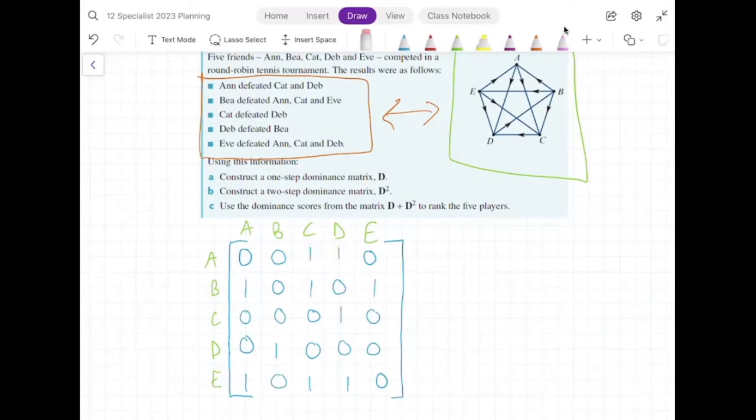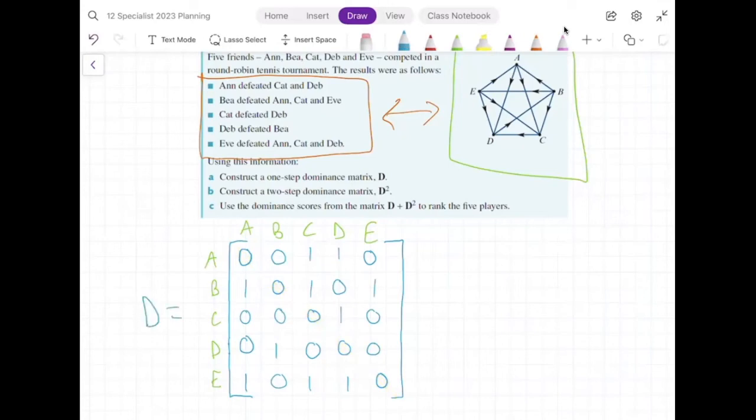Ultimately, though, I can just put 1s in the wins and 0s everywhere else. That's how this worked out, right? Anne beat Kat and Deb, so I get 1s there. I get 0s everywhere else. B defeated Anne, Kat, Eve. I get 0s in the other spots. It is good to think of it the way I tried to explain it, because I think that can help identify little errors or mistakes. But ultimately, we're going to get a matrix with a lot of 1s and a lot of 0s. And I should always have 0s here on my leading diagonal as well. It's one of the key features of this matrix. So this is what D is equal to.